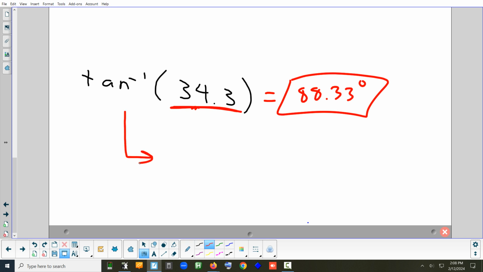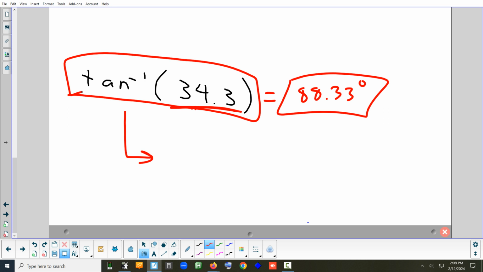All right, so I asked this earlier, and I'll ask it one more time because it's going to help us to do something in a second. Inverse tangent of 34.3. How could you word that for somebody that doesn't understand what inverse trig means? What is this really asking? What angle gives you the tangent of... What angle will give you the tangent of itself being 34.3?